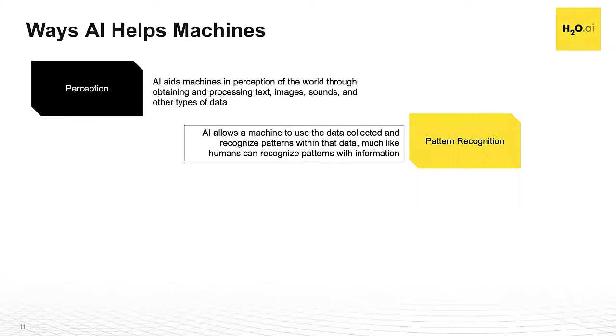But it's all about being able to take that data and then process it. Humans are really, really good at pattern recognition. And a machine can actually use artificial intelligence to find patterns well, too, through data, just like humans can.